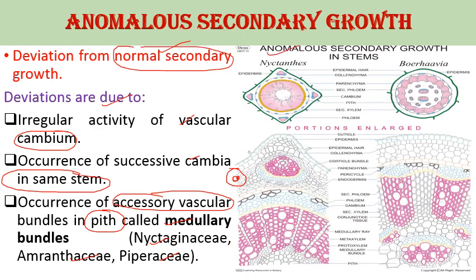This animated photograph shows anomalous secondary growth in stems. This is the Nyctanthes stem, which shows cortical vascular bundles, vascular bundles present in the cortex region, and they are inverted, while this Boerhaavia stem shows the medullary vascular bundles that we were discussing.